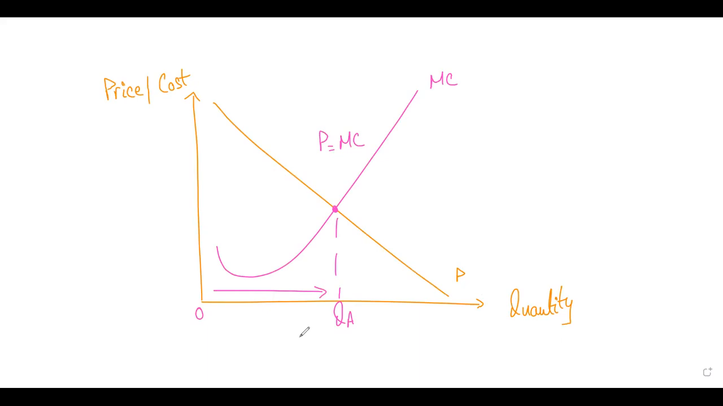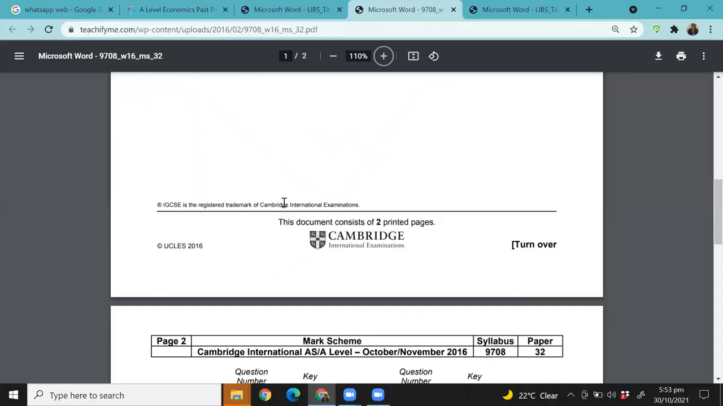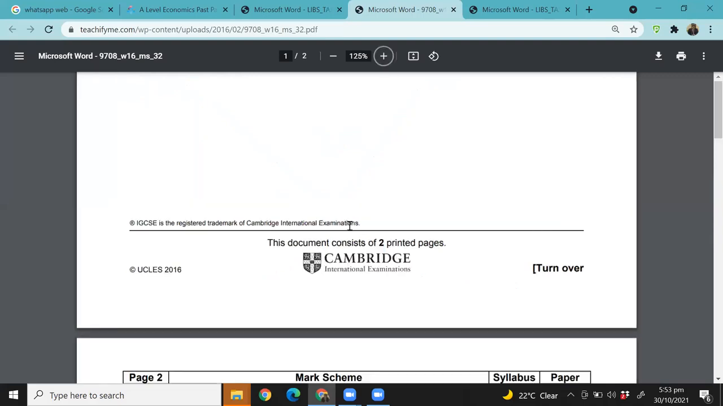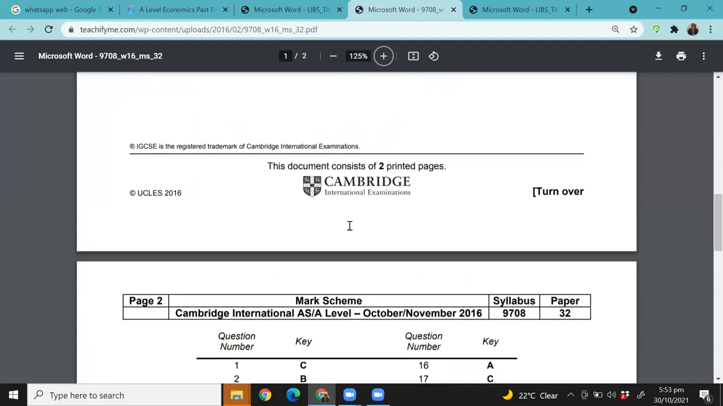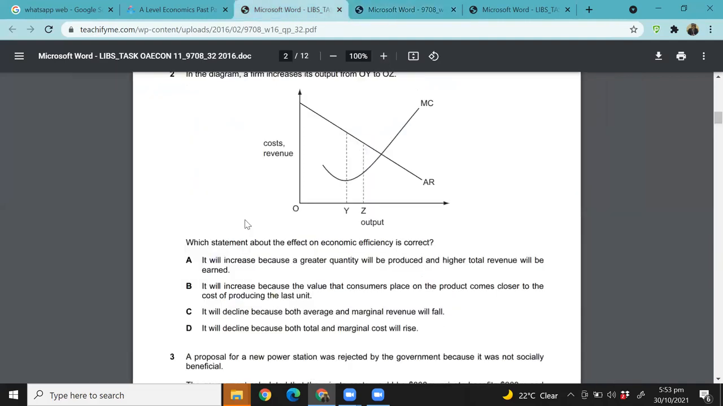C and D are not valid. Exactly, C and D are not valid, right? So B is the answer. Let's check if B is the answer. So the answer to 2 is B. Very good. Okay, let's move to the next question.